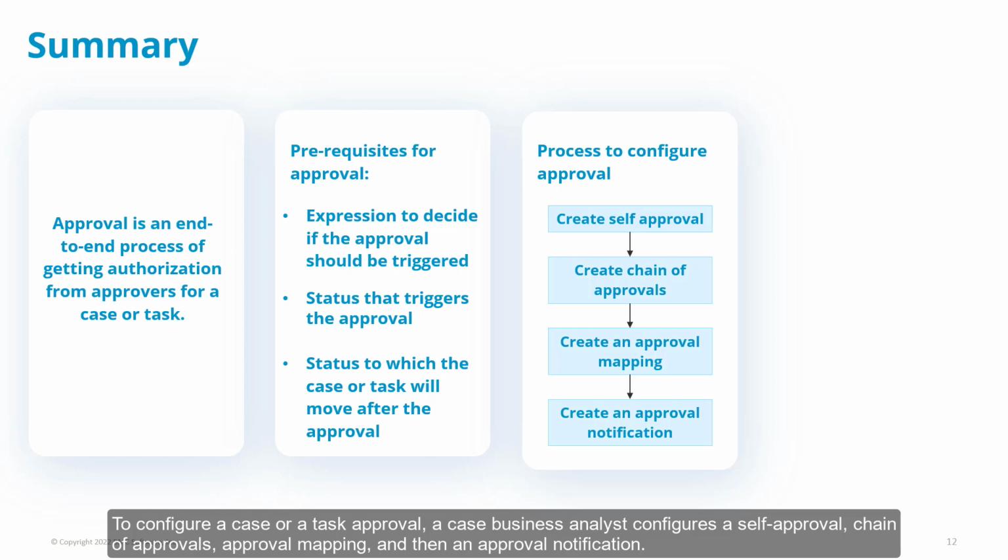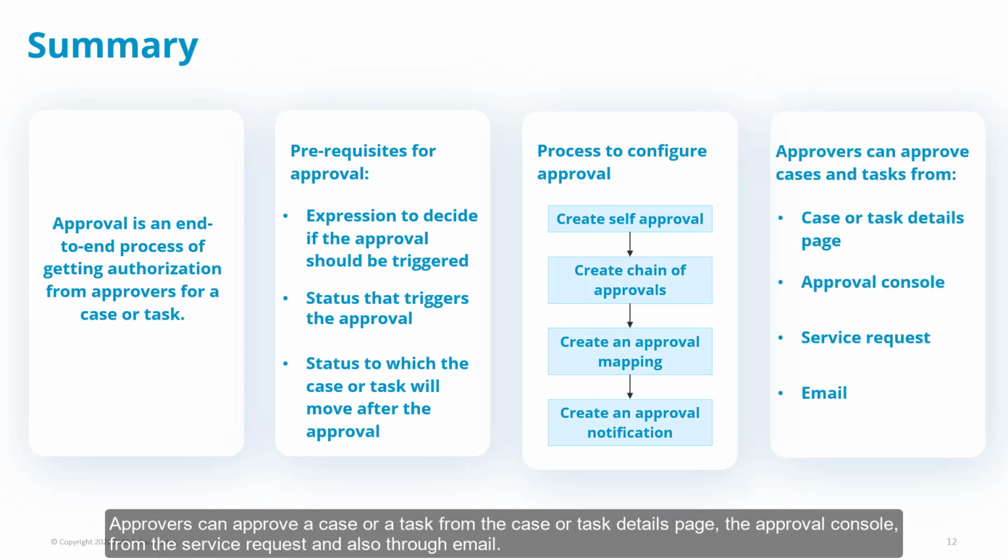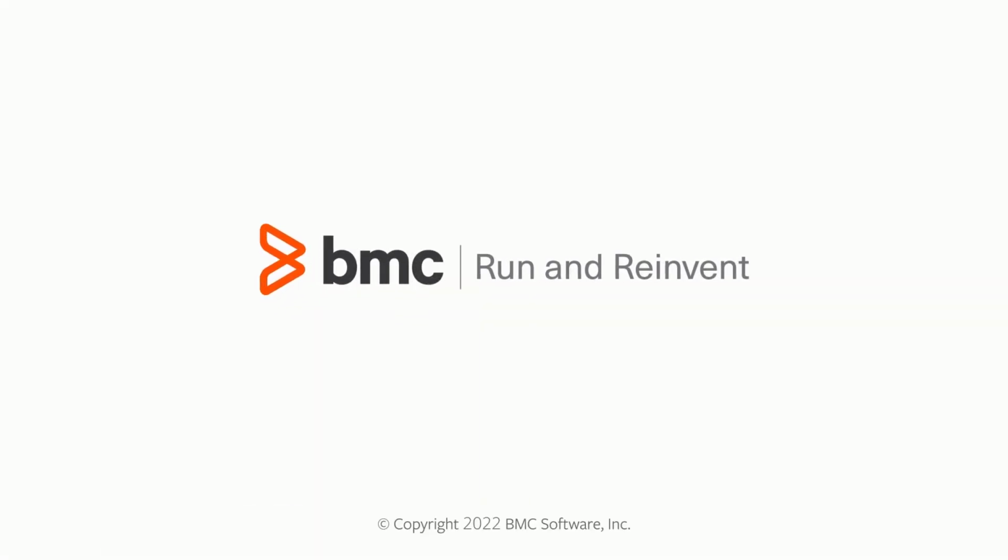To configure a case or a task approval, a case business analyst configures a self-approval, chain of approvals, approval mapping, and then an approval notification. Approvers can approve a case or a task from the Case or Task Details page, the Approval Console, from the Service Request and also through email.